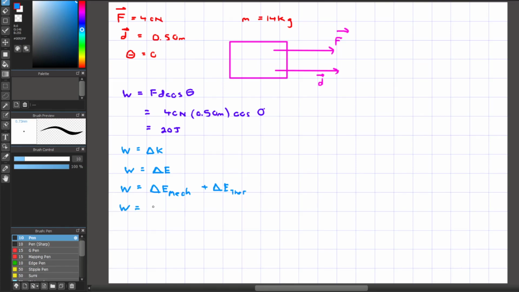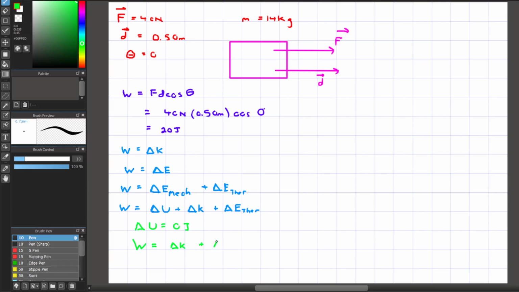Looking at our equation, we can also split delta E mechanical into delta U plus delta K, because mechanical energy is just the sum of both kinetic energy and potential energy. Examining the situation a little further, we know that the problem is not experiencing a change in height. And also, there are no springs involved. So with that being said, there's going to be no change to potential energy. Therefore, we can say delta U equals 0.